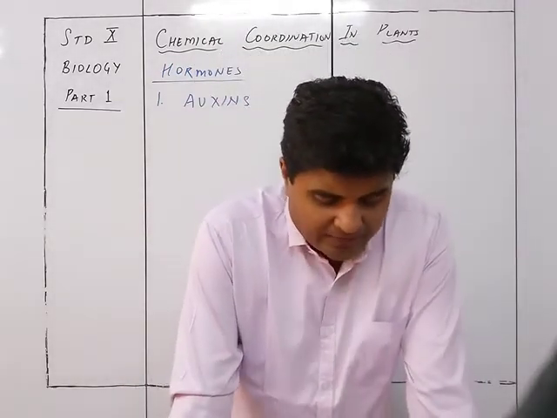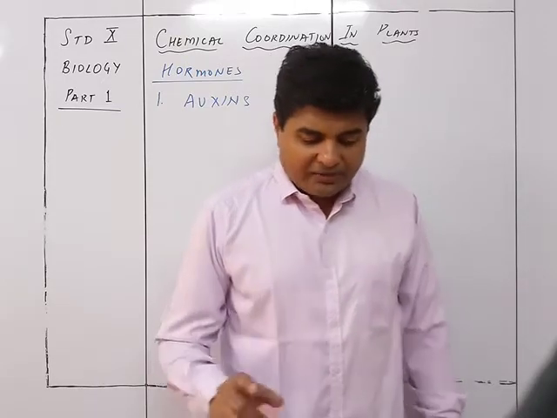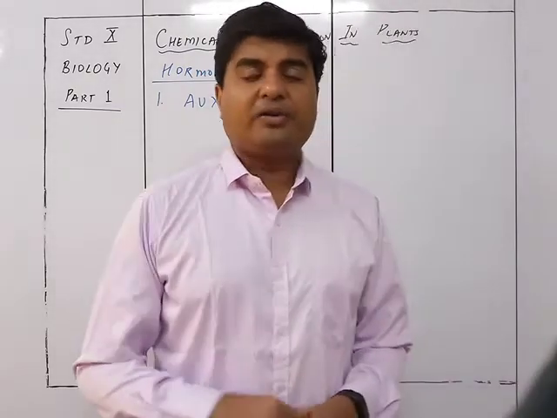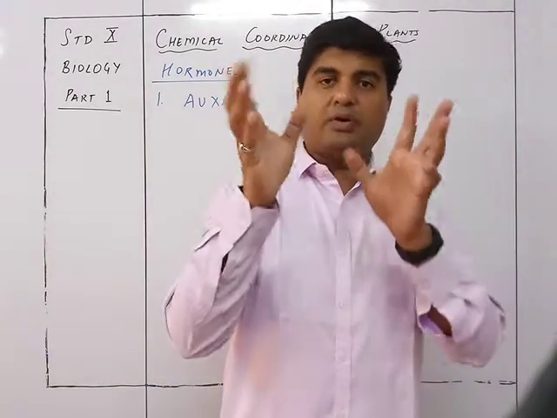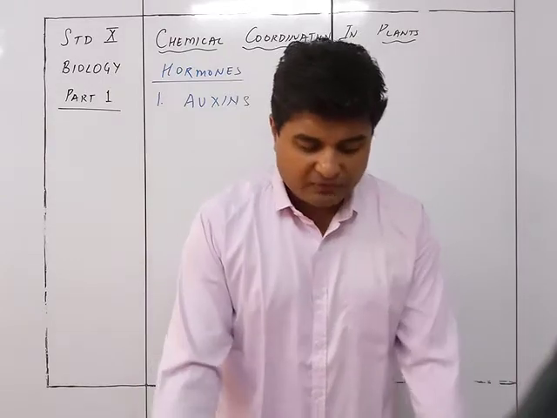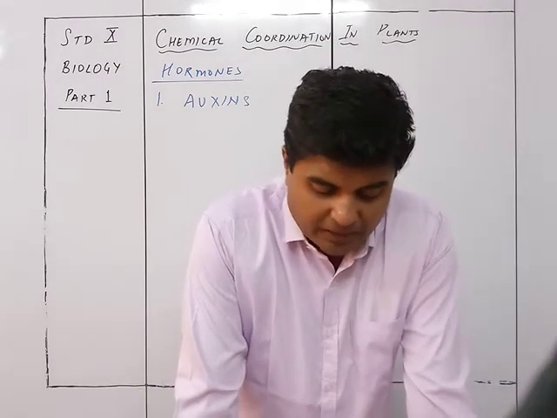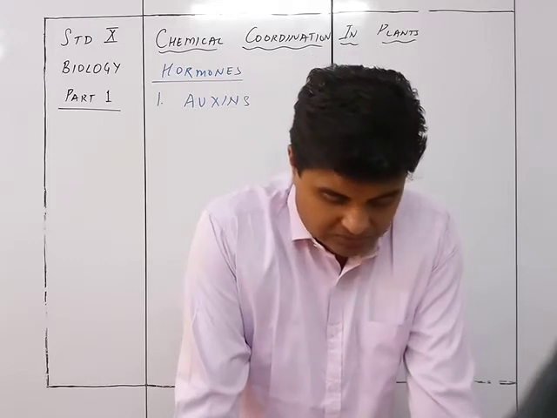So the apical bud dominates over the lateral bud. The growth of the lateral bud occurs only after the removal of the apical bud. After the apical bud is removed, only then are the lateral buds going to grow. This phenomenon of the suppression of the growth of the lateral bud by the apical bud is called apical dominance.